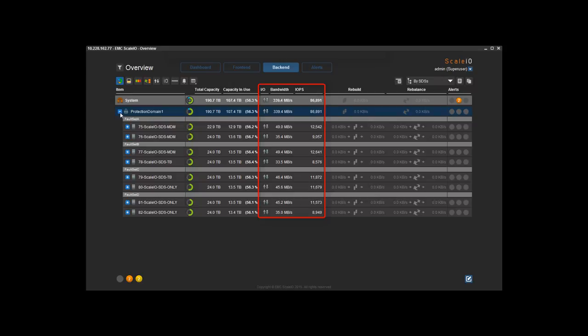As you can see, the I/O load and the capacity are evenly distributed among all the nodes in this protection domain. If you're interested in understanding ScaleIO's even I/O and capacity distribution, consider watching our video on storage pools after you finish this video.